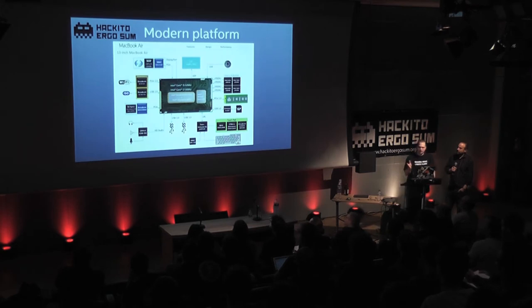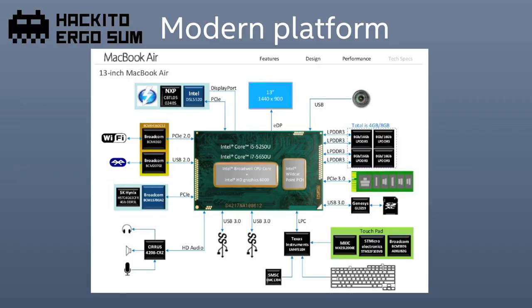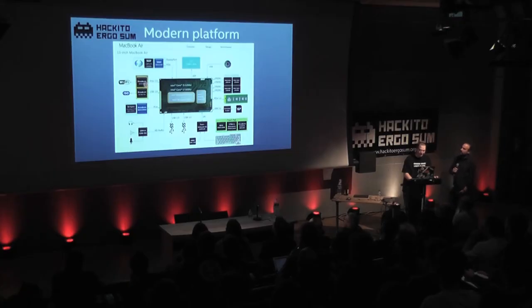This is how a modern platform looks like. In this case, it's a MacBook Air. And as you can see, we have a bunch of buses going all over the platform. When I say bus, I mean USB is a bus, PCI is a bus. Some here may or may not have heard about the LPC bus. All these buses convey data from point to point. This says Broadcom, whatever. This thing has its own architecture, its own CPU and handling and everything.